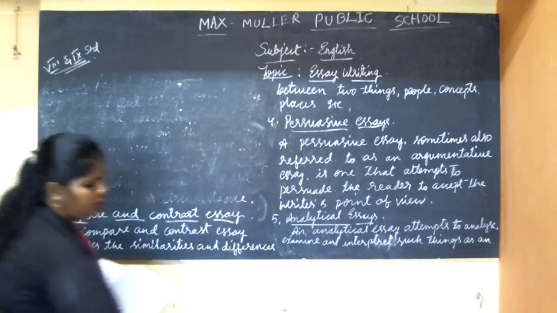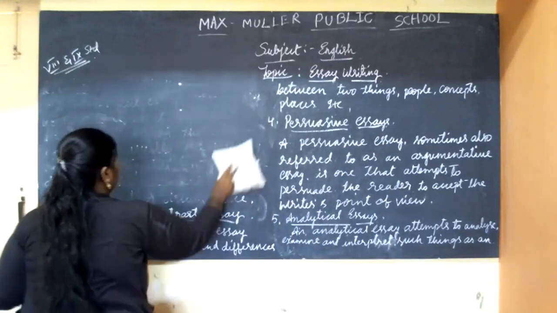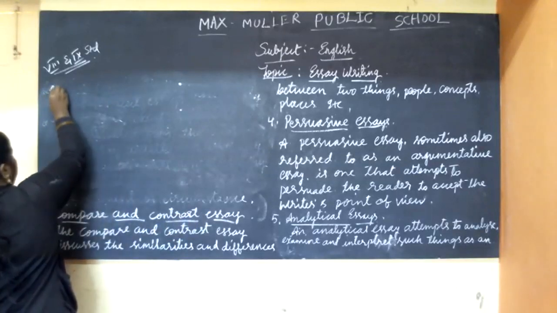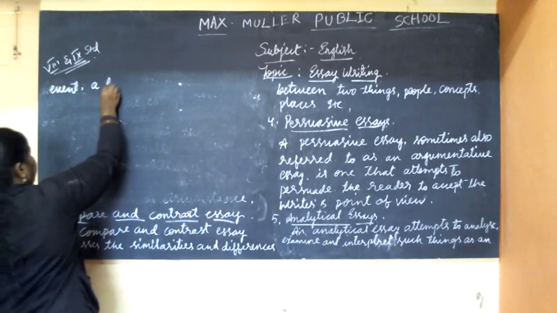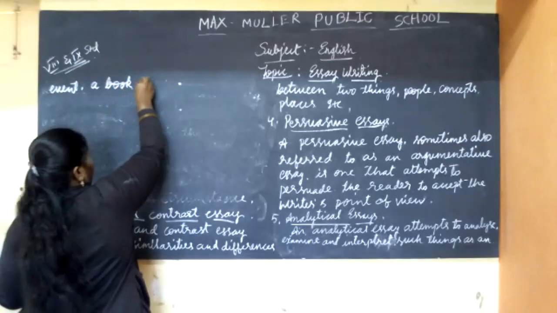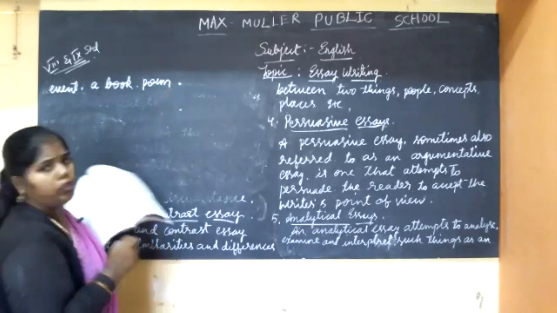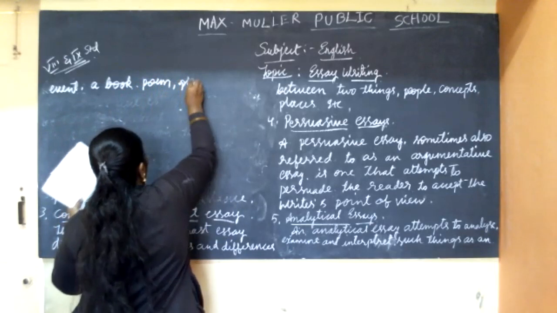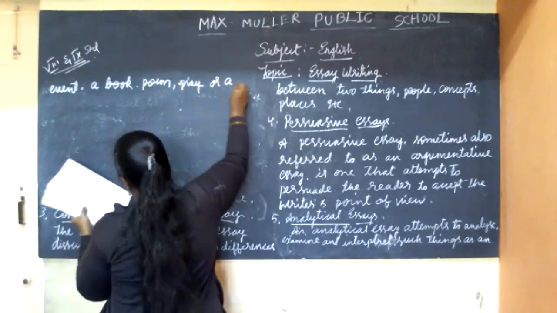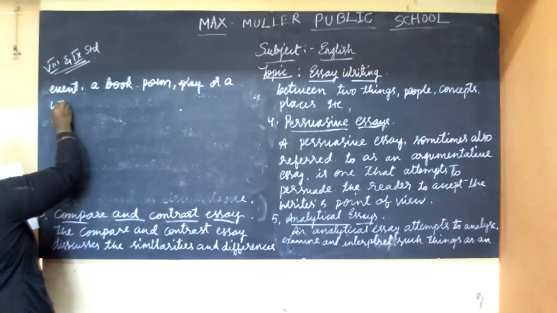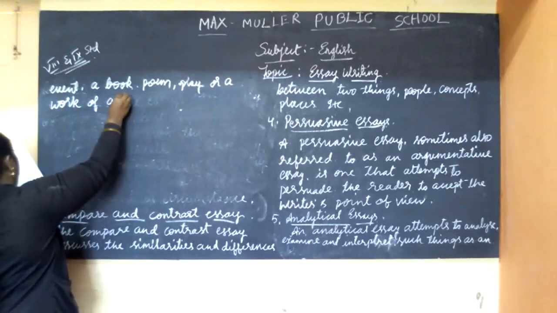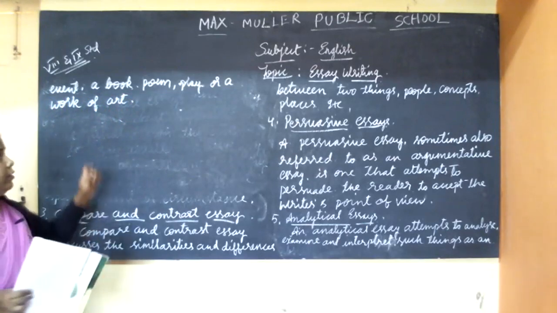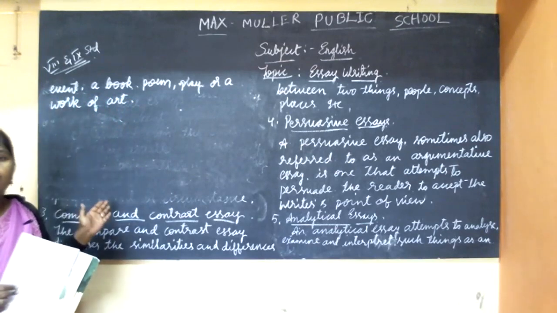So here, things such as an event, a book, or a poem. Some poem heading they will give, and you should write the essay about that. That is the poem or play. Play means, you know, a drama, or a work of art. So these are the five essay writing types we can use in common daily life.